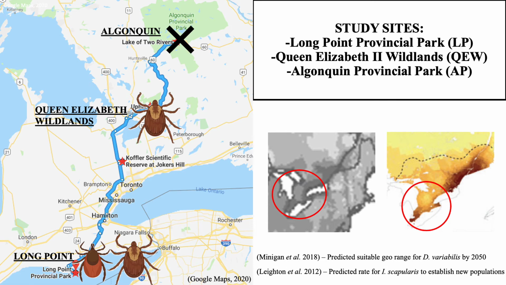In the most northern site, Algonquin Park, neither species has been known to colonize this area. By looking at these present distributions of tick establishment, it was my goal to get an idea of how things may change in the future as these tick species ranges expand.